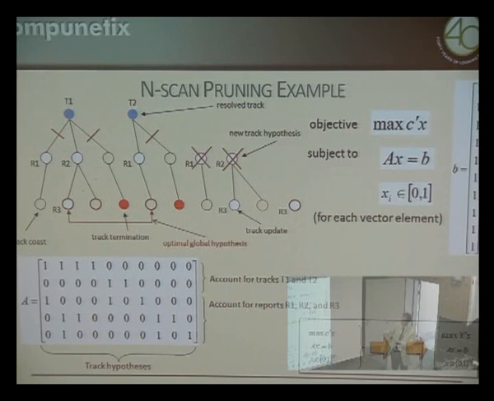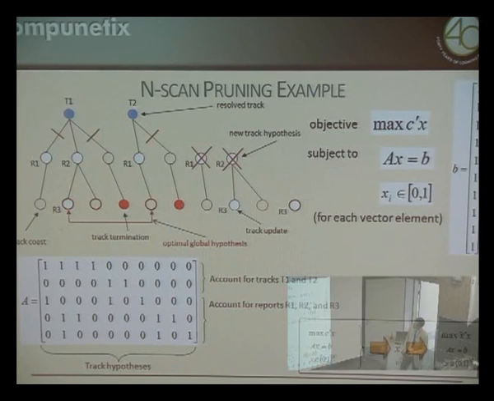Now, if I wanted to solve a global nearest neighbor problem, at this point I would make some decisions. I would say, okay, here's the likeliest explanation, let me choose it. Well, we don't want to do that. We want to wait for another scan of data in order, hopefully, to make a better decision.